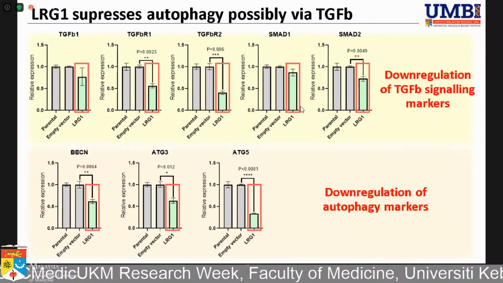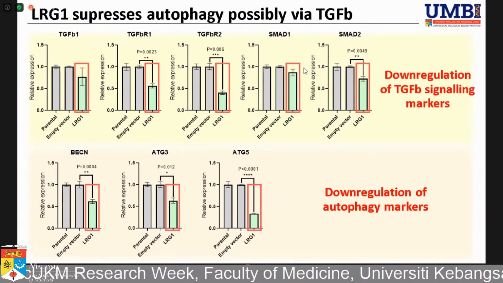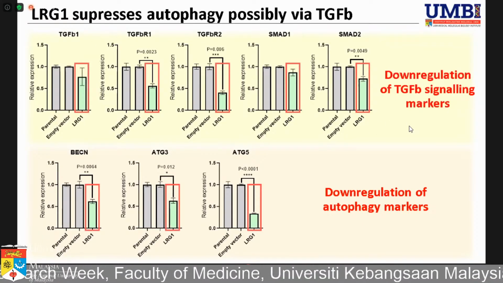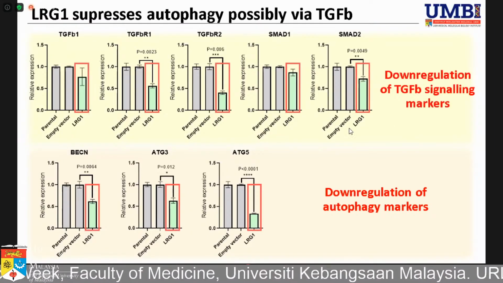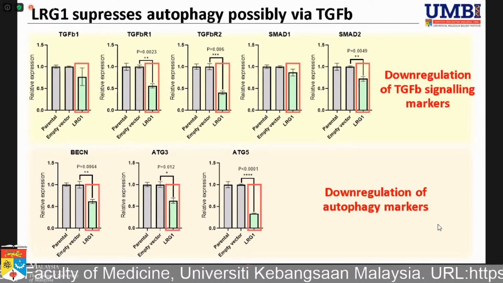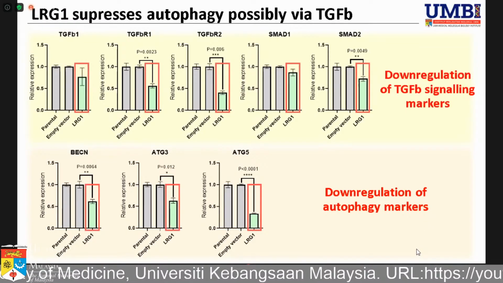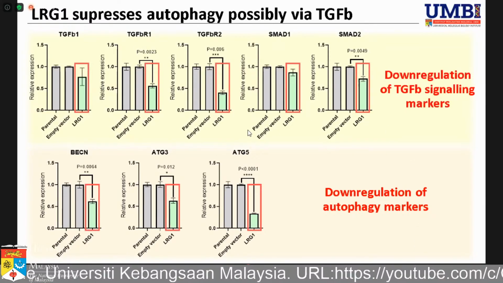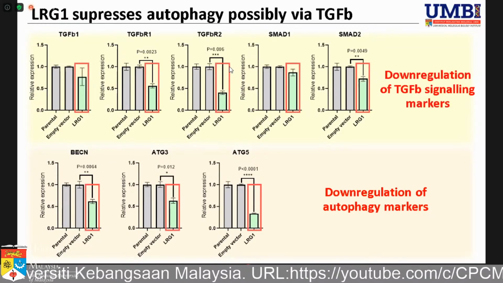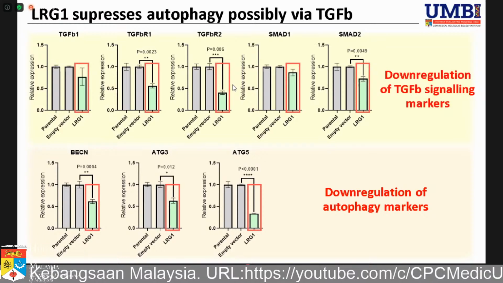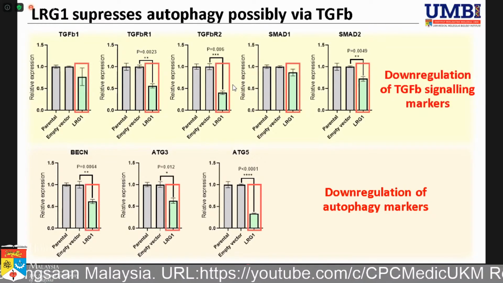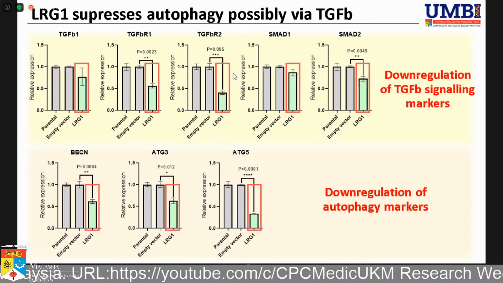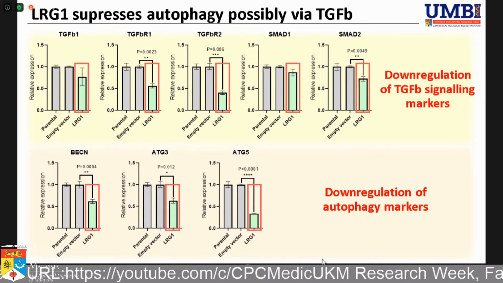May I know your opinion? What's the application that we can get from your research here? So if we know that the overexpression of LRG1 could reduce autophagy and promote cancer, it could be used as a diagnostic marker to diagnose a patient, and it could also be used to monitor the treatment given to the patient. And drugs could also target the autophagy pathway since LRG1 is suppressing autophagy.